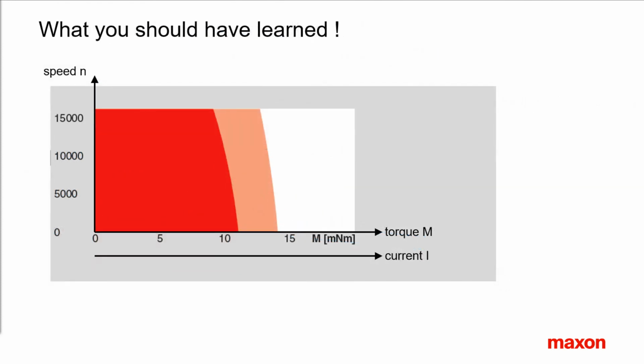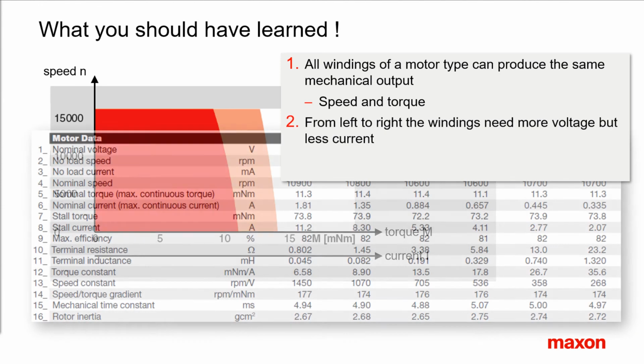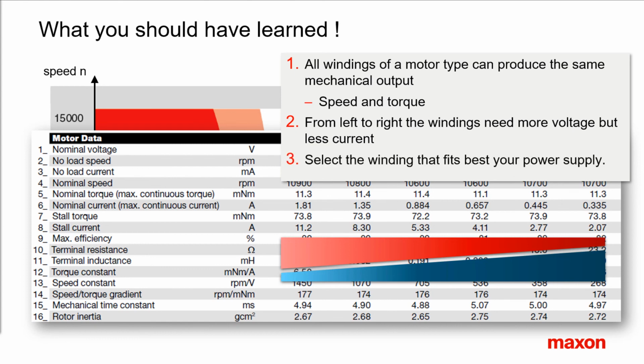Some key messages to keep about motor windings. All windings of a motor type can produce the same mechanical output, that is speed and torque. From left to right, the winding needs more voltage, but less current. Select a winding that fits your power supply best.